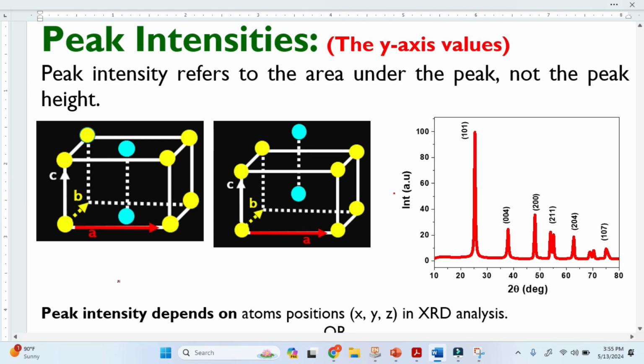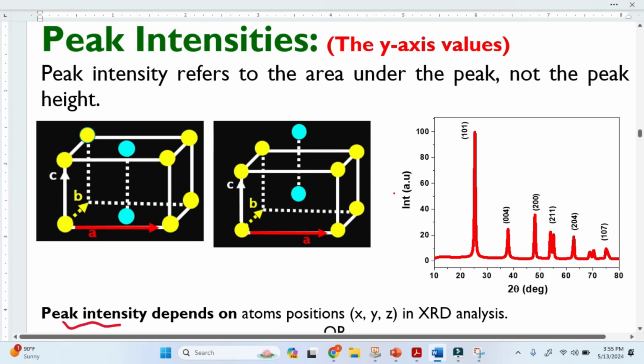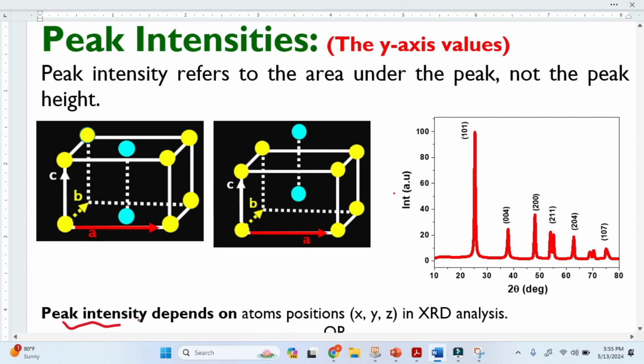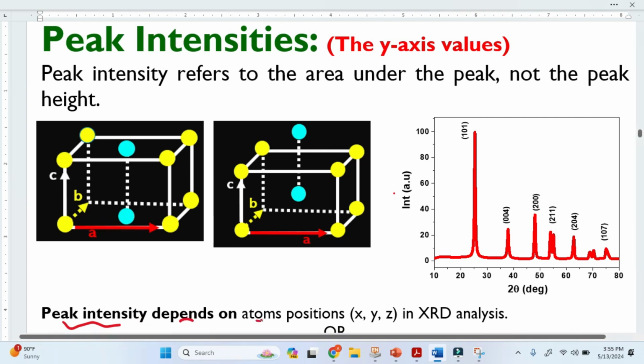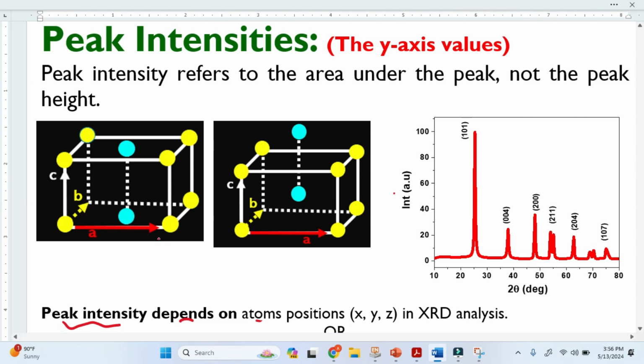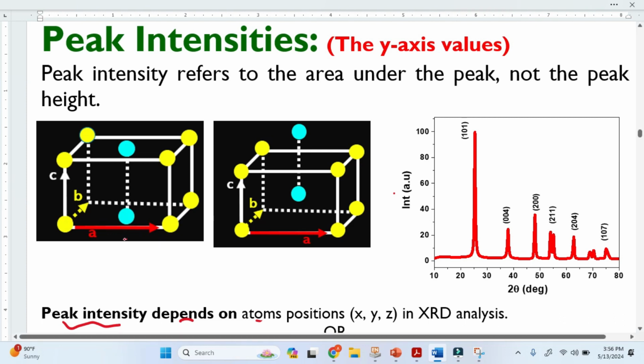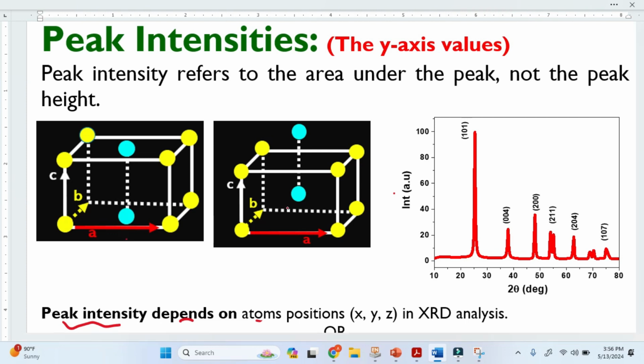Let me explain how peak intensity in the XRD spectrum depends on atom positions. Here we have two orthorhombic unit cells, and both have the same number of atoms. This one is the base centered orthorhombic unit cell, and this one is the body centered orthorhombic unit cell.